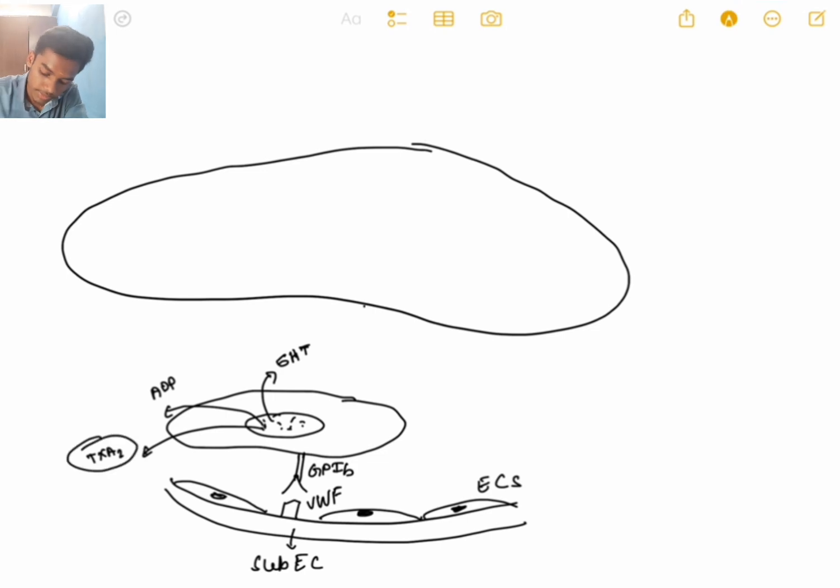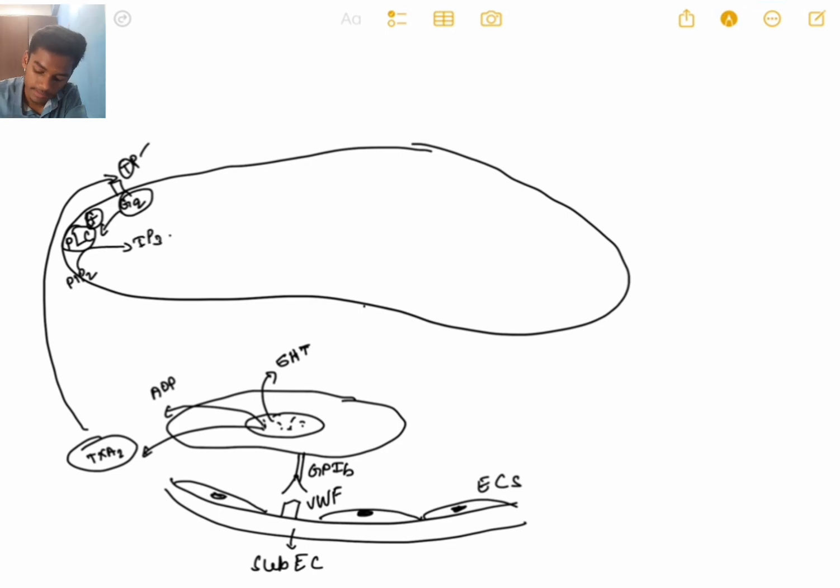Now this thromboxane A2 has a receptor called TP receptor on platelets. T for thromboxane, P for prostanoid. Now this is a GQ coupled receptor. This thromboxane will act on this TP receptor, and there is activation of phospholipase C. So now it will convert PIP2 into IP3 and DAG. This IP3 will act on endoplasmic reticulum. Now there is a release of calcium.